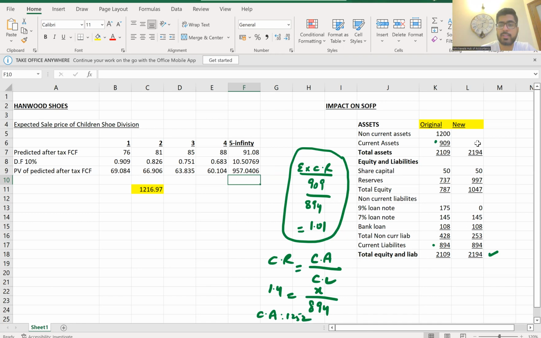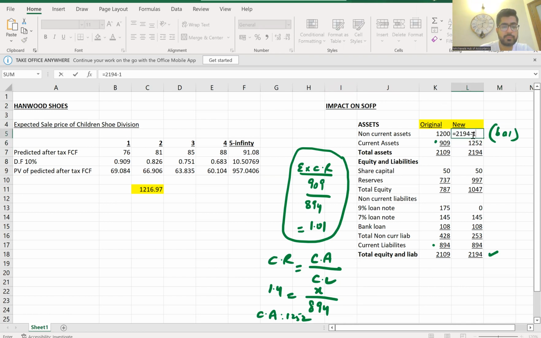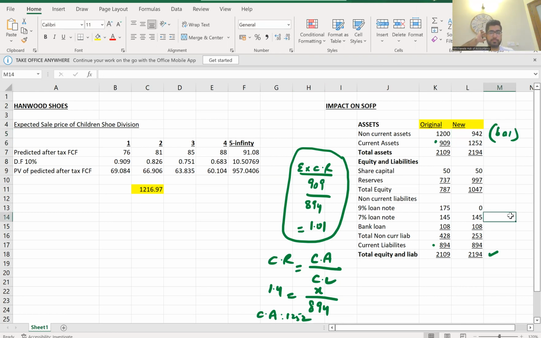Once you know current assets is 1252, that's it. Don't waste time in the exam on finding non-current assets. It's the balancing figure. So 2194 less 1252, 942. That's it. So you have calculated the sale price as well as the impact on SOFP. One last thing is required, then I will give you time to copy this.